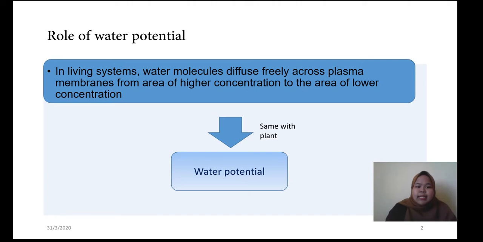Role of water potential. As we know, in a living system, water molecules diffuse freely across plasma membranes from an area of higher concentration to an area of lower concentration. This also applies to the plant, but we call it water potential.